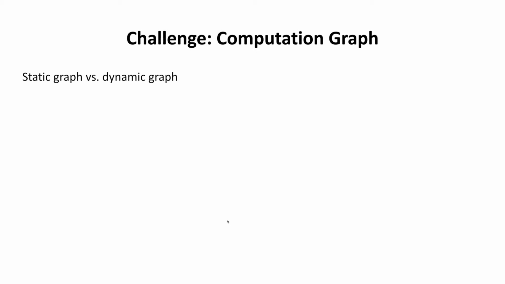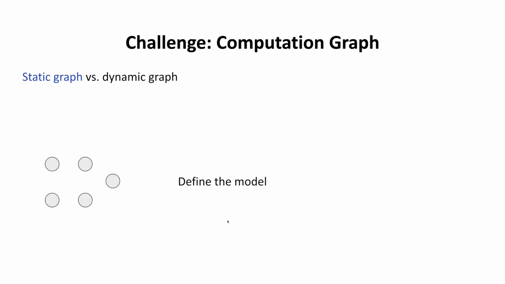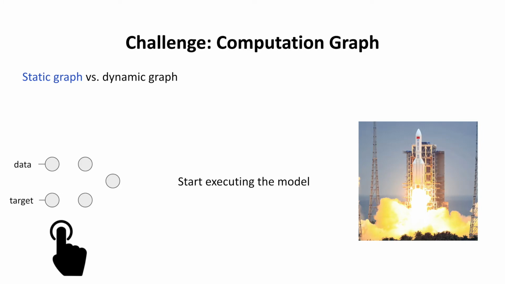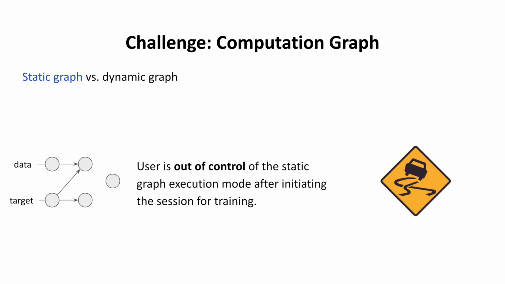The first challenge is when a model is executed in a static graph mode, but not in dynamic graph mode. The procedure of executing a model by means of the static graph mode is to define the model first. Next, we feed the data to the model by the data loader. The model executes along the flow of the nodes and edges. However, the user is out of control.